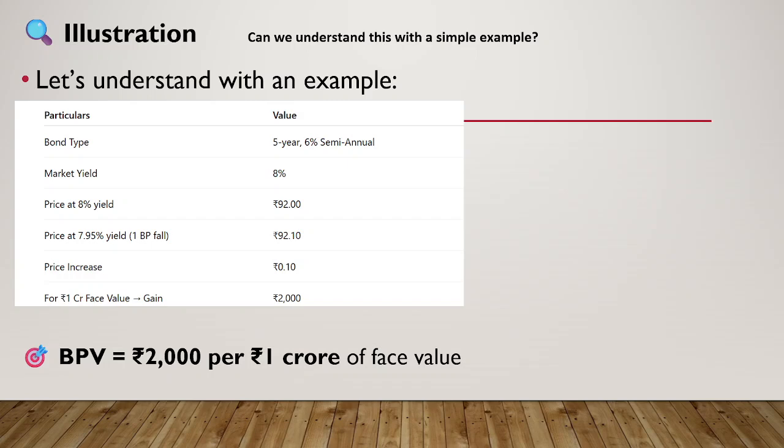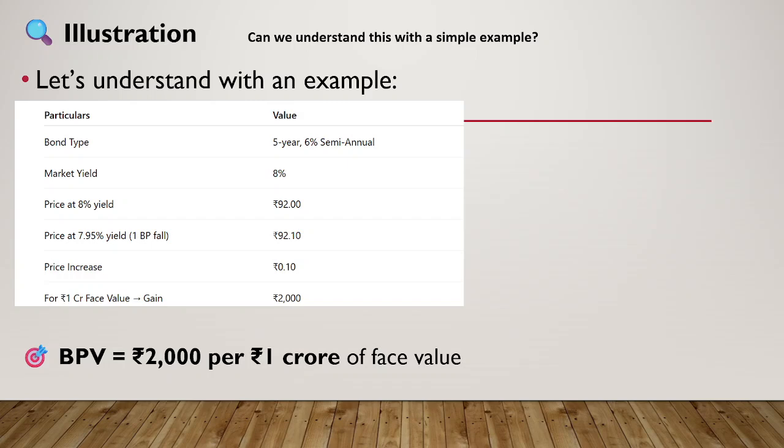Suppose we have a 5-year government bond paying 6% interest semi-annually. The current market yield is 8%, and the bond is trading at 92 Indian rupees. Now, let's say the yield falls slightly to 7.95%. As a result, the bond's price increases to 92.10 Indian rupees. So, for a 1 basis point fall in yield, the price increases by 0.10 Indian rupees.